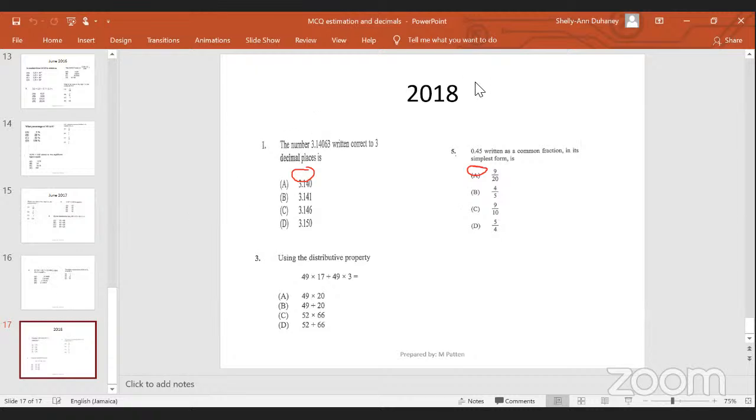The number 3.14063 written to 3 decimal places is? B. Yes, Miss, 3 decimal places is B. All right. We did this already too. When the digit is 5 or more, add 1. So it is B indeed. We'll do this too. We did this not too long ago. So it is A.